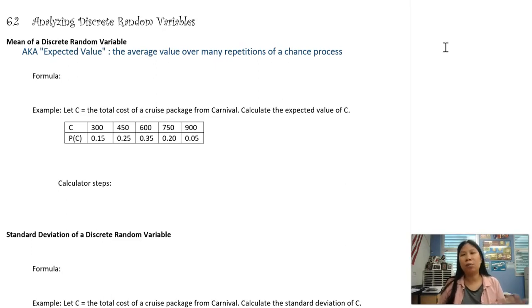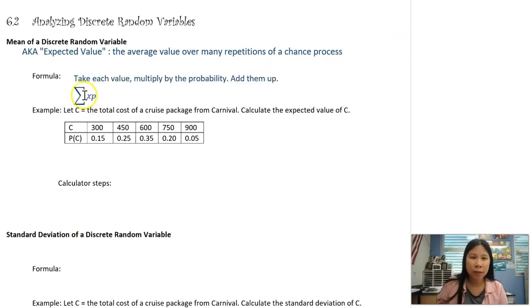So if we were to roll a die a bunch of times, what number would we expect to land on for the average? Something like that. The formula looks like this: sigma, which means to take the sum of x times p. Basically, in a probability distribution, you take each value, multiply the value by the probability, do that for all of the values in the table, and add them all up. That's all you're doing.